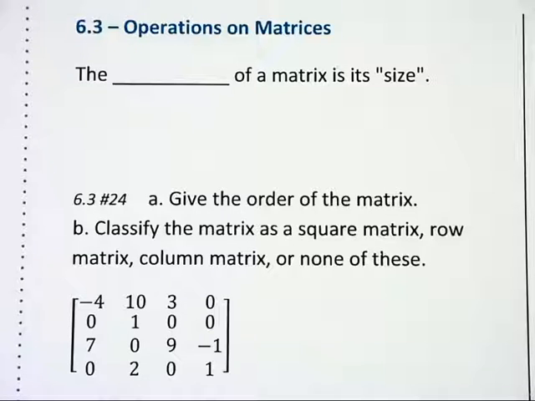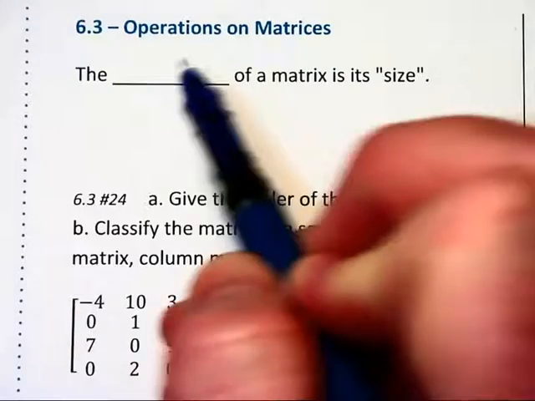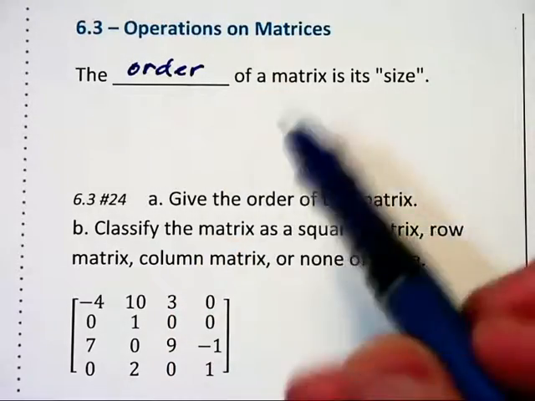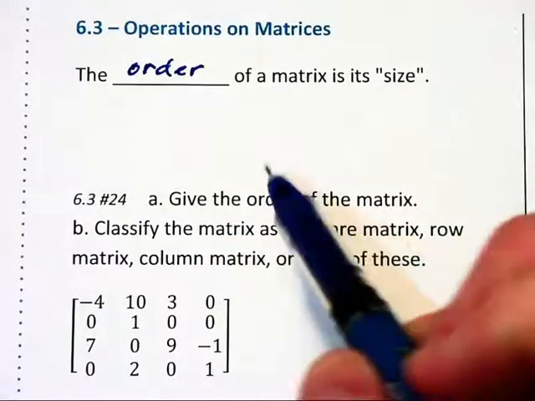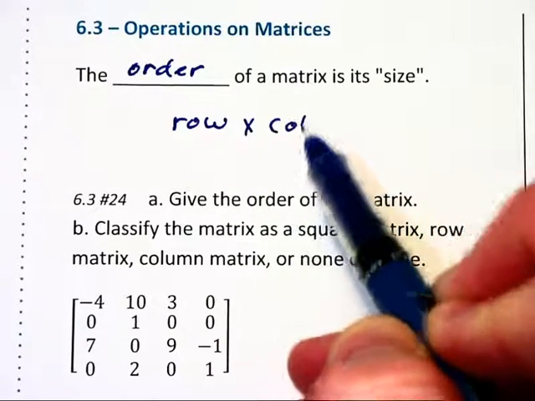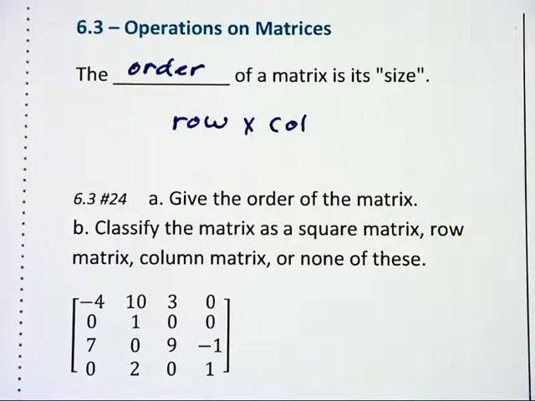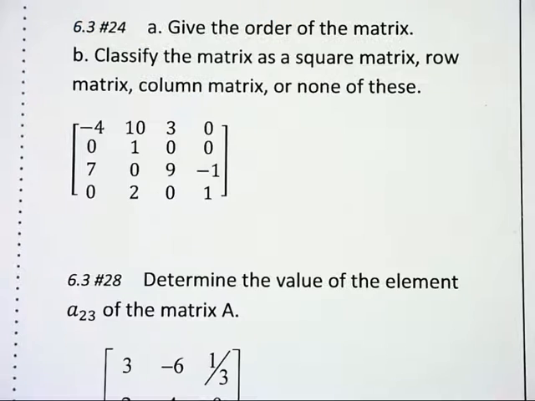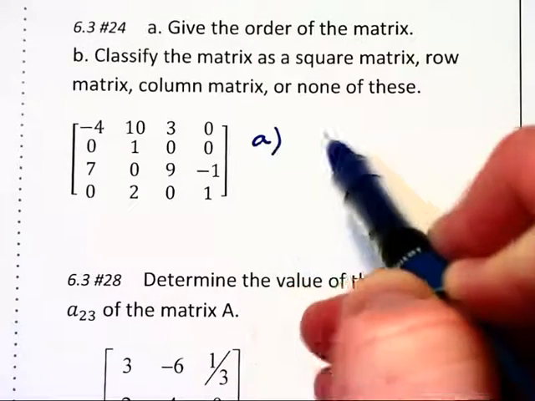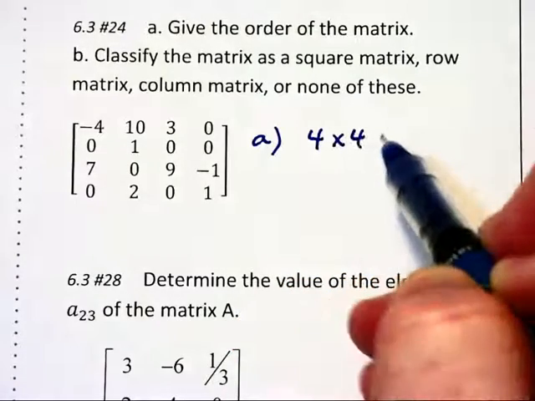In this section we're going to begin by adding, subtracting, and multiplying matrices, but we need to begin with a definition. The order of a matrix is its size, and it's described with two dimensions, the number of rows by the number of columns it has. Just remember RC. Give the order of this next matrix. Well, notice how there are 4 rows and 4 columns. So for part A, this is a 4 by 4 matrix.